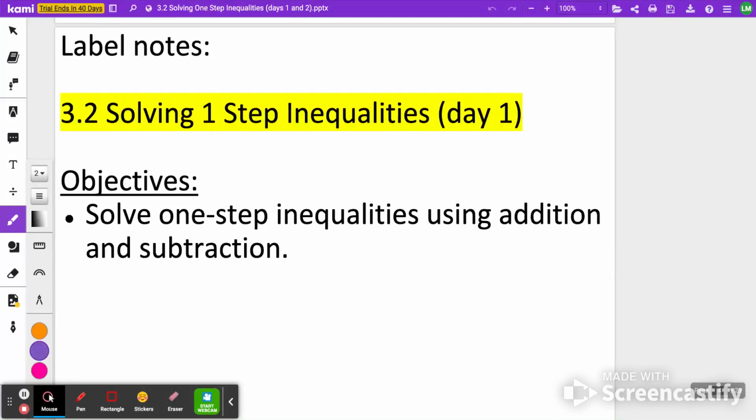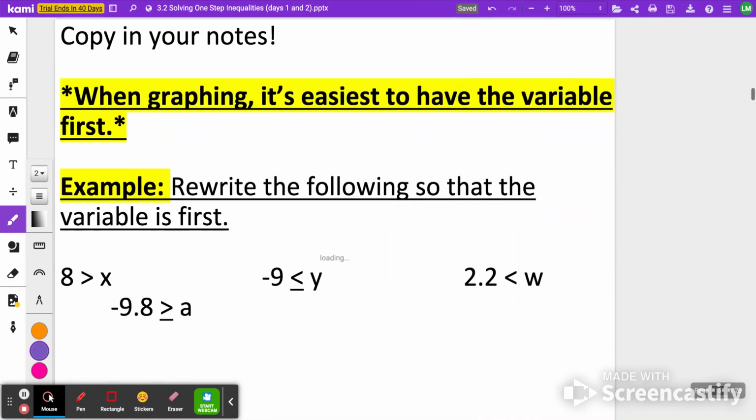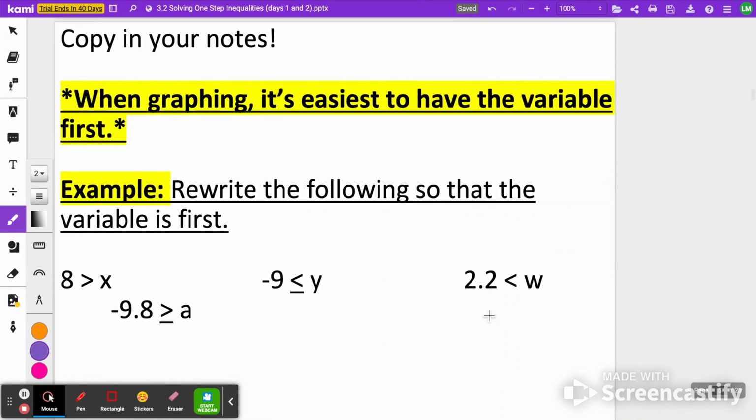Today we're going to be looking at lesson 3.2, solving one-step inequalities. Today we're going to break it down into 2 days. Day 1 is just focusing on how can I solve one-step inequalities using addition and subtraction. It is very similar to how we are going to solve with equations. The only thing is that when you are graphing, it's easiest to write with the variable first.